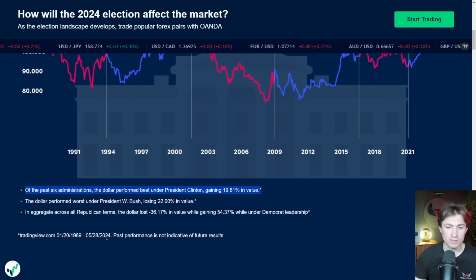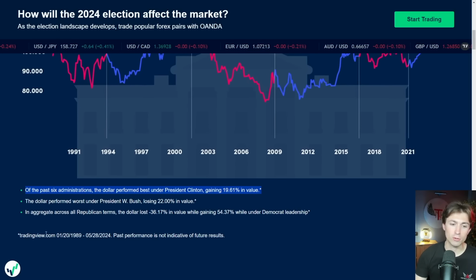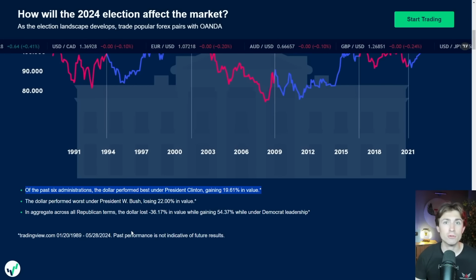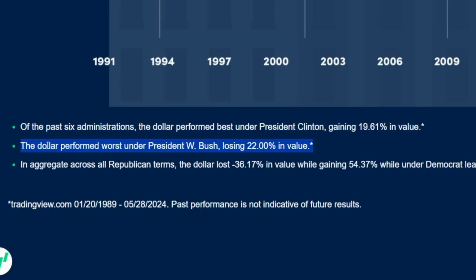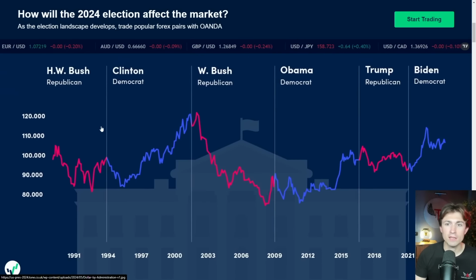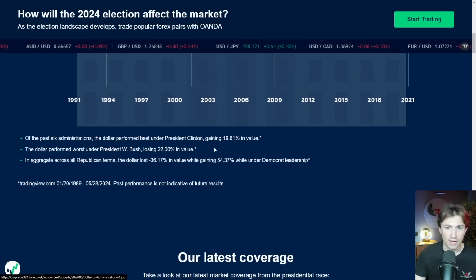And of course, there are disclaimers here across the whole thing that past performance is certainly not indicative of future results, but studying this stuff can be very interesting and very useful data. The dollar performed worst under President W. Bush, losing 22% in value. Of course, we can see there is the Clinton, there is H.W. Bush, there is W. Bush, right? So that is the early 2000s. The dollar lost a lot of value.